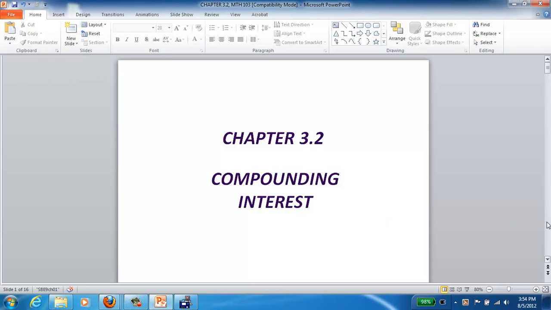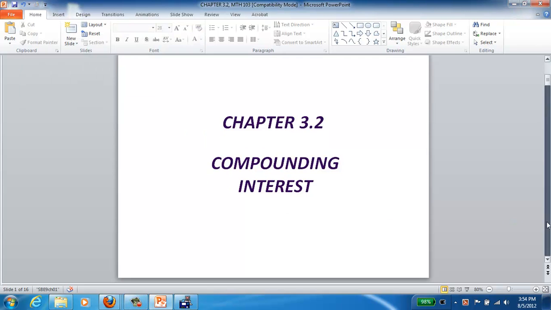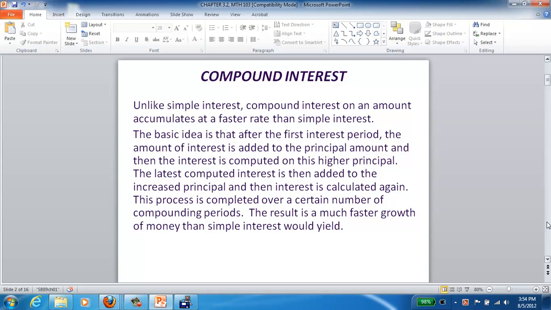Chapter 3, we continue with Chapter 3, 3.2, Compounding Interest. The basic idea is that after the first integer period, the amount of interest is added to the principal amount, and then the interest is computed on this higher principal. So this is the main difference between the simple interest and the compounded interest.